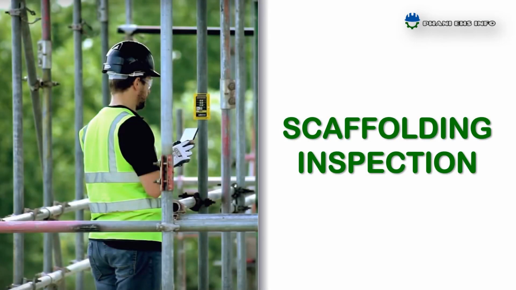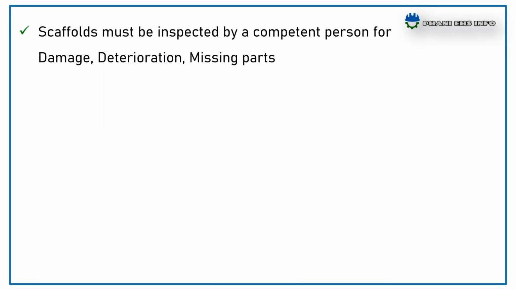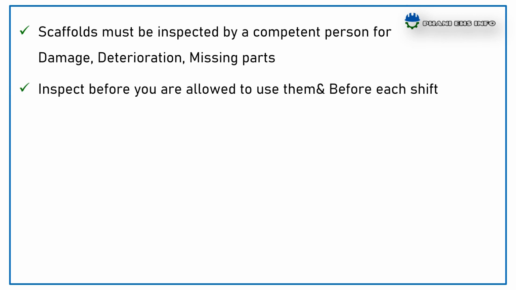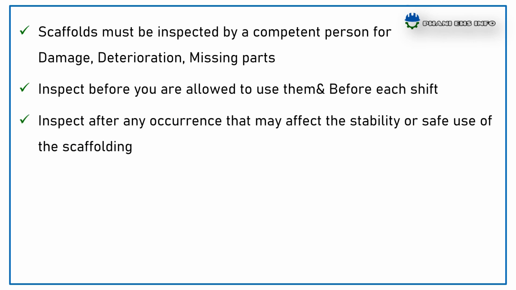How to inspect a scaffold? Scaffold must be inspected by a competent person for damage, deterioration and missing parts. Inspect before you allow them to be used and before each shift. Inspect after any occurrence that may affect the stability or safe use of scaffolding.